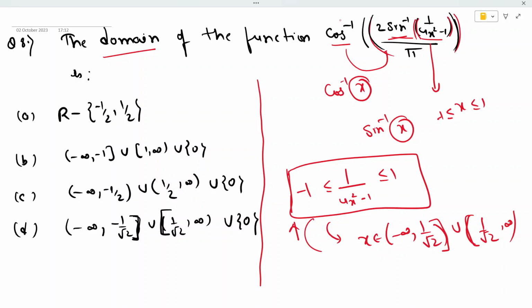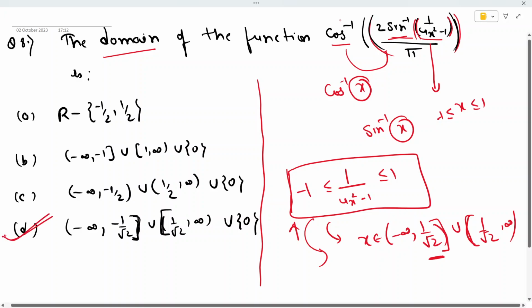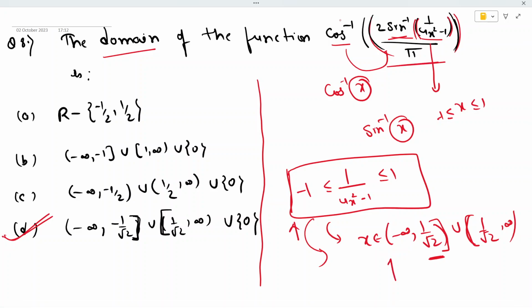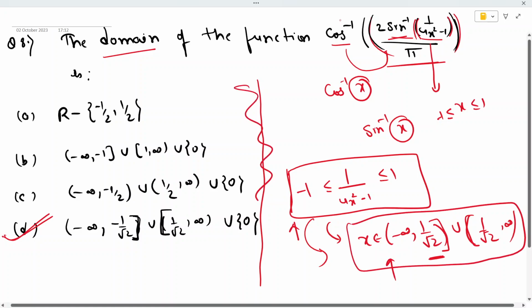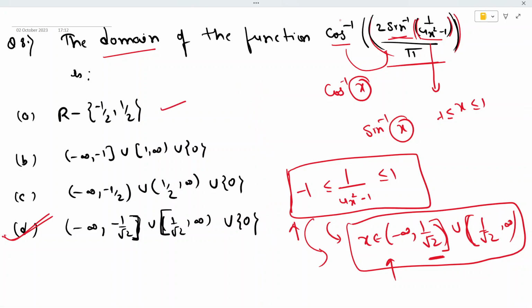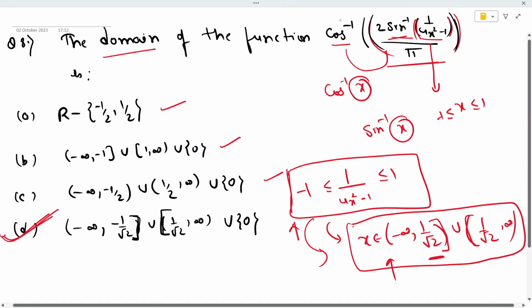When you solve this, now look at the options without wasting time. You have 1 by root 2. So the only option that fits is option D. None of the other options work, because if you go with another option, you have to take the intersection. So the intersection should be in this, and this is the smallest interval in all four options. Look, in all four options, this is the smallest interval; the others are big, big, big. So without wasting time, just mark it and move to the next question.